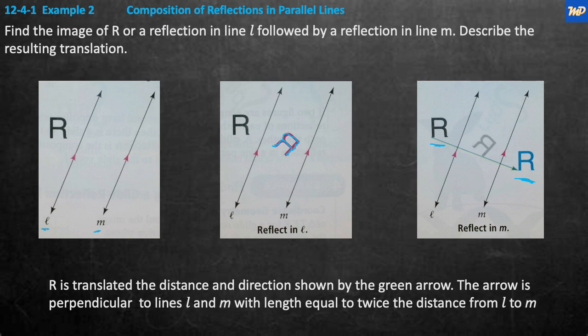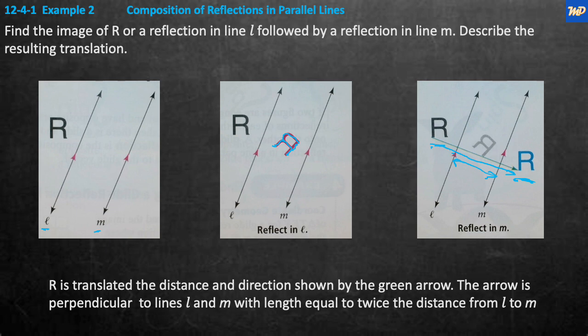The R is translated the distance and direction shown by the green arrow. Well, that's this arrow right here. Here's the green arrow. I did it in blue. The arrow is perpendicular to lines L and M with length equal to twice the distance from L to M. So as you look at the distance between L and M, double it. So R moved from here to here, and that distance is twice the distance of the parallel lines.